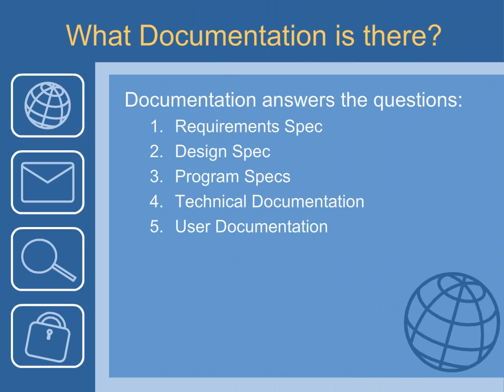So relating back to the previous slide when we asked the question of what does documentation cover, this particular slide, what documentation is there, really answers those questions. We've basically got a requirements spec, and that goes back to analysis in the system's life cycle, and then the production of a design specification, that piece of documentation that comes from the design element. The program specs, and indeed some of the technical documentation will come through implementation.